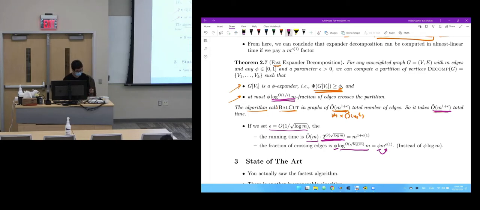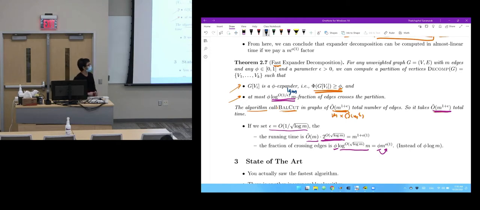Just to conclude, what we get is that if you just want an existential result, you can make this log m, but there is a fast algorithm to do almost the same, but you replace log m by a subpolynomial factor m to the little o(1), and the running time is almost linear too. Okay, so that's what we have.